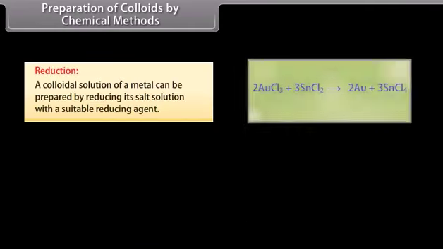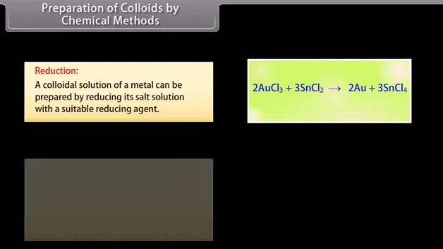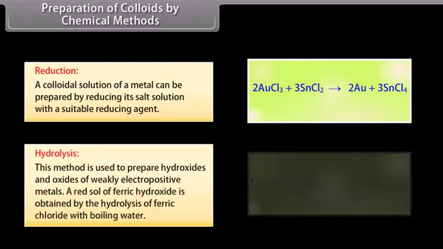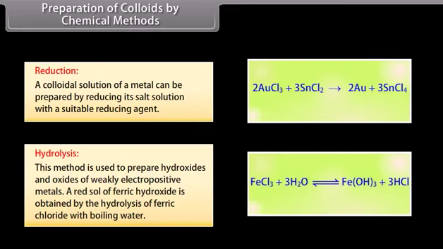Reduction. A colloidal solution of a metal can be prepared by reducing its salt solution with a suitable reducing agent. Hydrolysis. This method is used to prepare hydroxides and oxides of weakly electropositive metals. A red sol of ferric hydroxide is obtained by the hydrolysis of ferric chloride with boiling water.